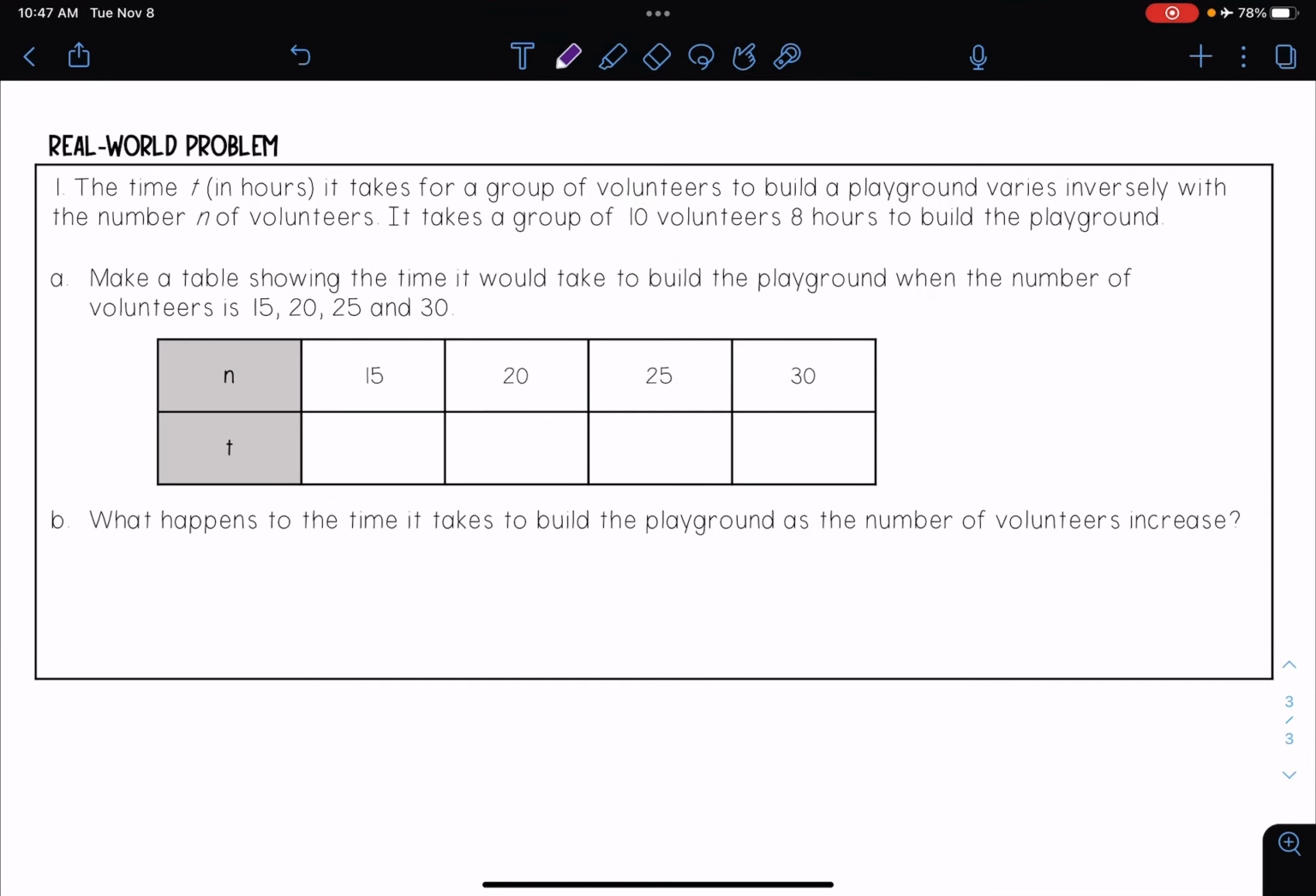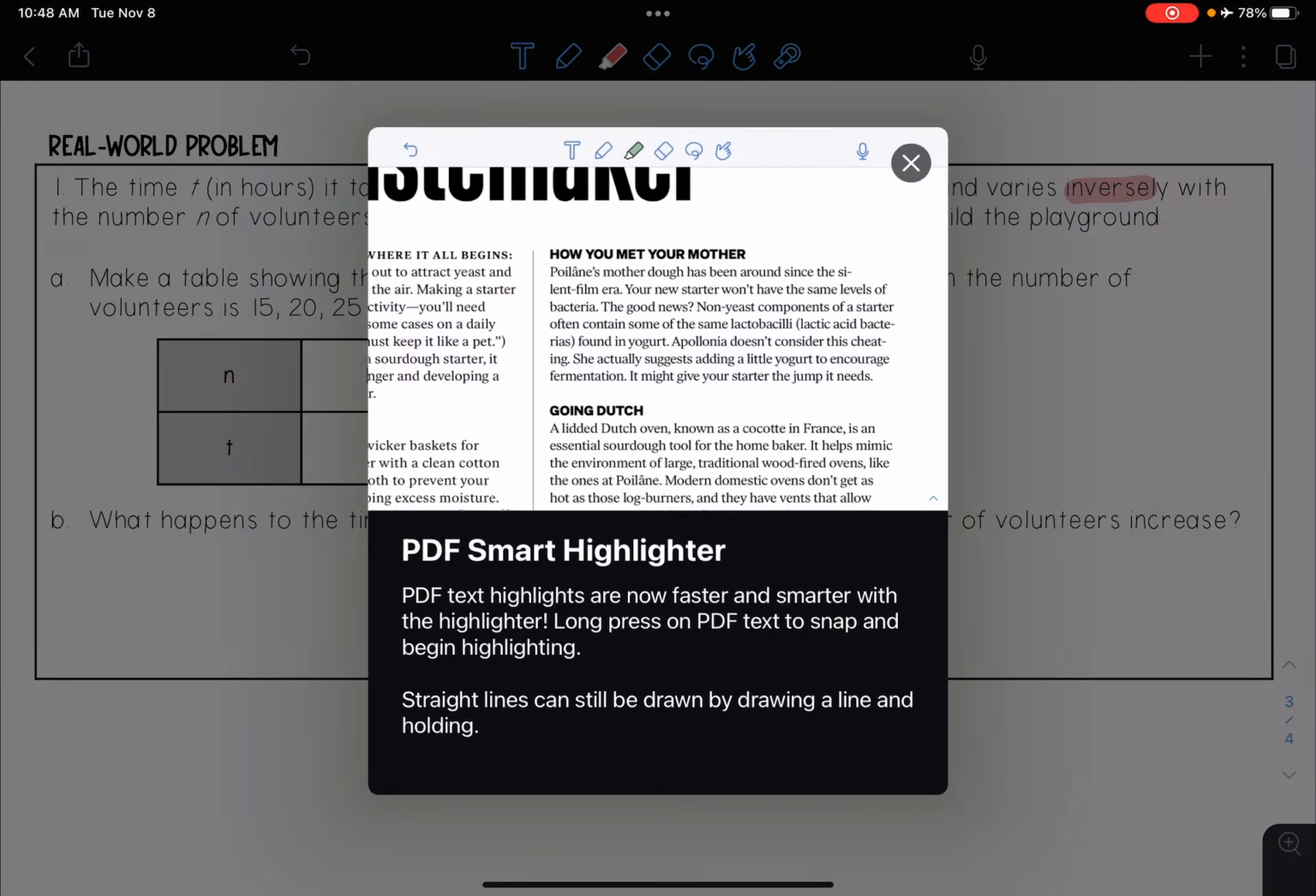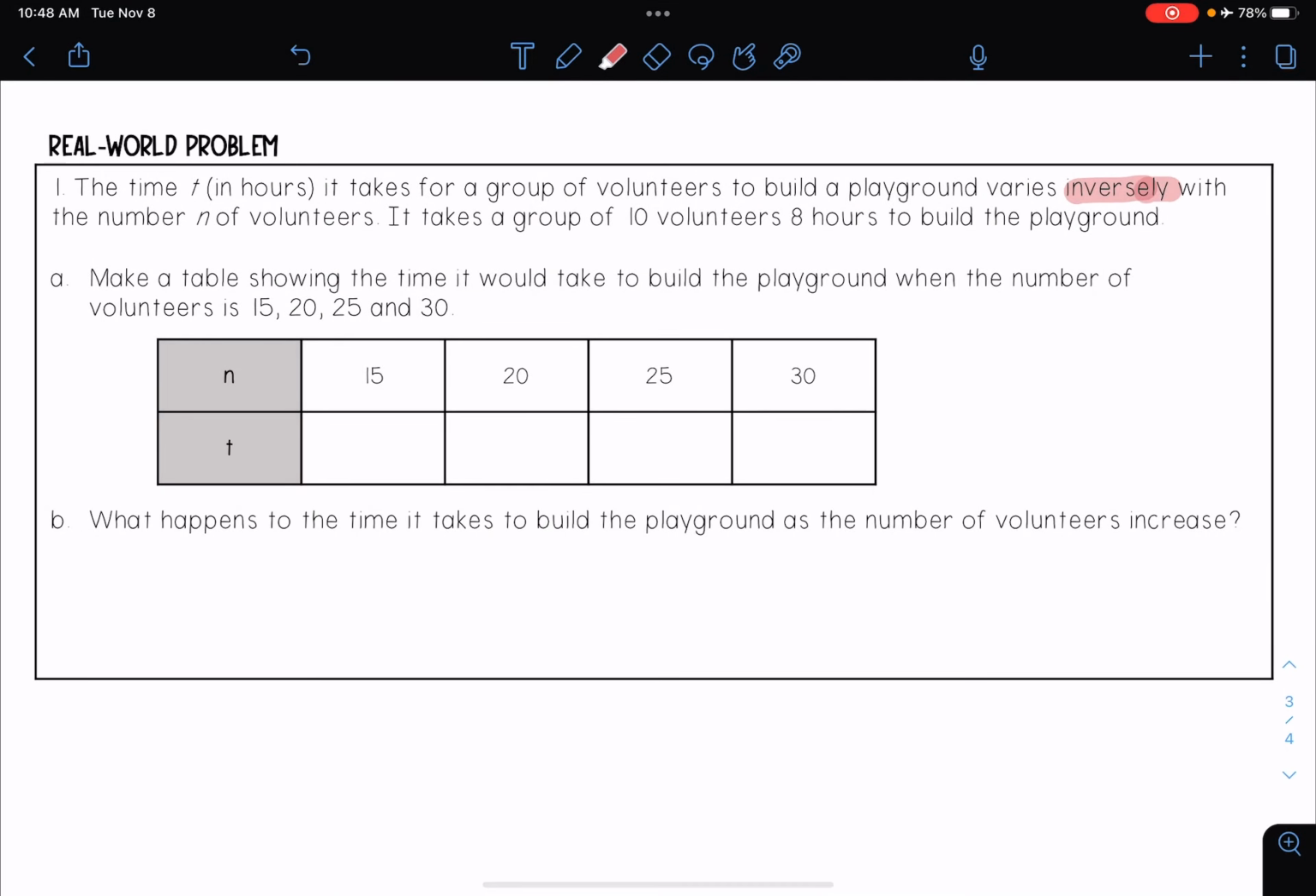Now, for this video, we're going to look at a real-world problem. So this problem says that the time t in hours it takes for a group of volunteers to build a playground varies inversely with the number n of volunteers. So at first, I see that it varies inversely. So I know my equation is going to look like y is equal to a over x, since it varies inversely.